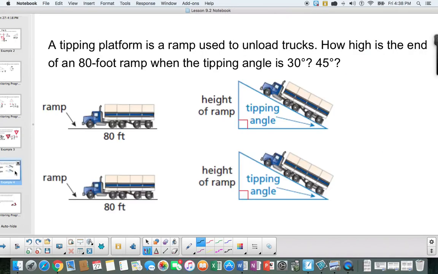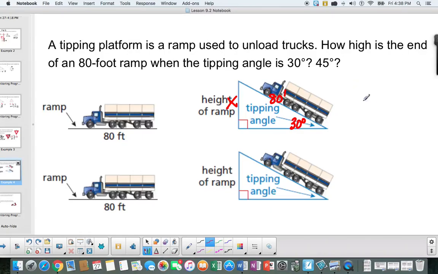Okay, here's some more application problems. Suppose we want to find the height of the ramp right here. We want to find the height, so we'll call that x, when the tipping angle is 30 degrees. And we do know that the ramp is 80 feet. So they want us to find this.